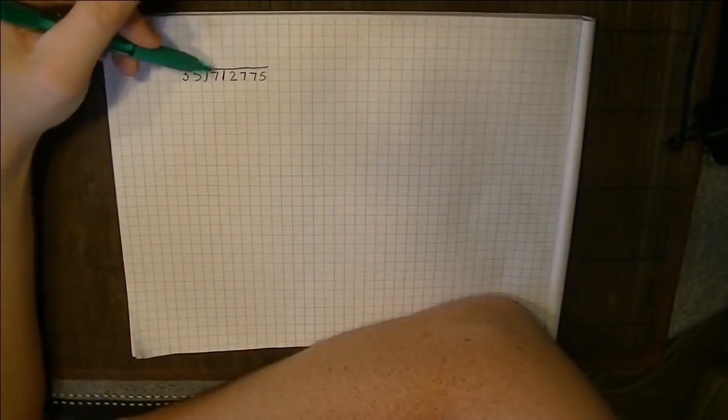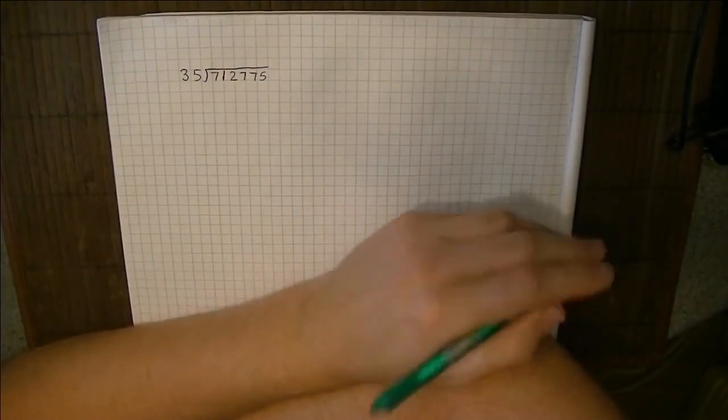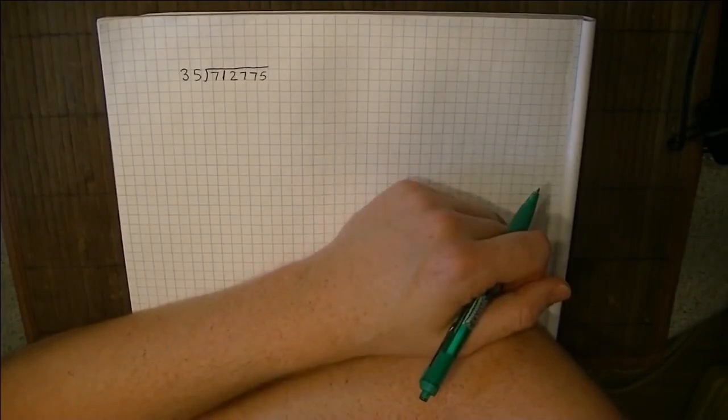Okay, let's try another one here. So we've got 712,775, and I'm dividing that by 35, okay? There's something that's going to happen here that is one bit of a hiccup that could happen while you're doing long division, so I wanted to demonstrate that here.